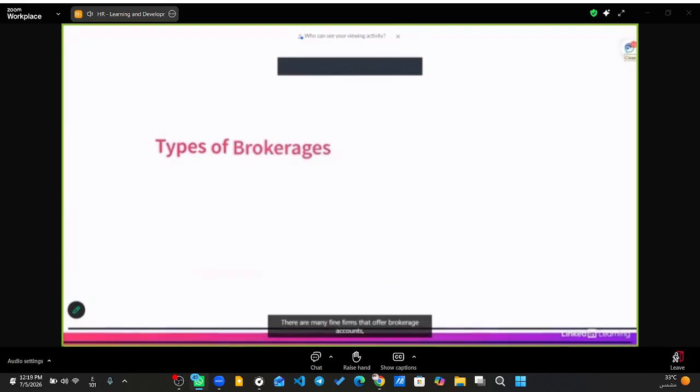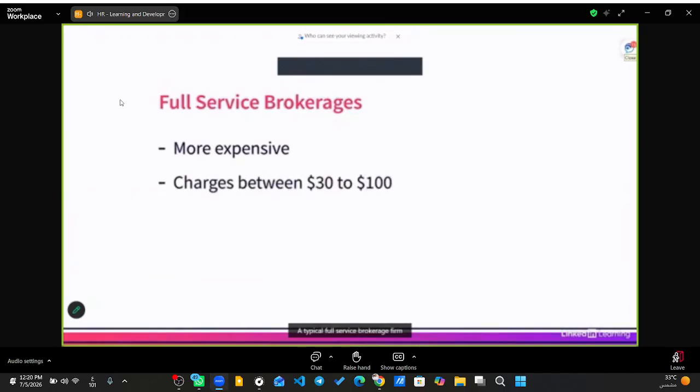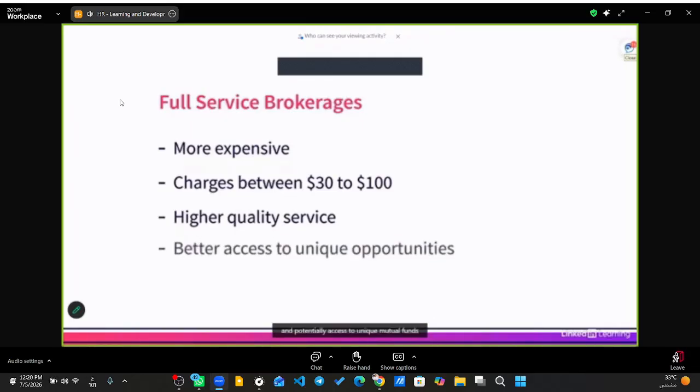There are many fine firms that offer brokerage accounts, but they generally fall into one of two categories: full-service firms and discount firms. The full-service firms generally offer more expensive stock and fund trading costs. A typical full-service brokerage firm might charge somewhere between $30 and $100 to an investor for buying or selling a particular stock or ETF. But for the higher price, investors can get personalized assistance in making decisions about their portfolios, written research reports that offer insight from the firm on market conditions, in-person or phone support for questions the investor has, and potentially access to unique mutual funds managed by the brokerage firm.